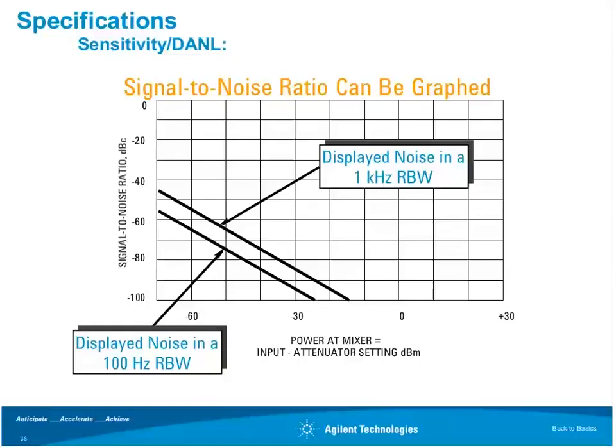So if we were to plot out the performance on a graph, on the vertical scale we've got the signal-to-noise ratio, and on the x-axis we have the power that's actually reaching the mixer, which is simply the signal power at the input minus whatever attenuator value you've picked. You would end up with a series of lines like this for each resolution bandwidth. Here, for example, would be the noise as a function of power at the mixer for a 1 kilohertz filter, and if I reduce the bandwidth by a factor of 10 to 100 hertz, I'd get a similar line, shifted down by 10 dB.